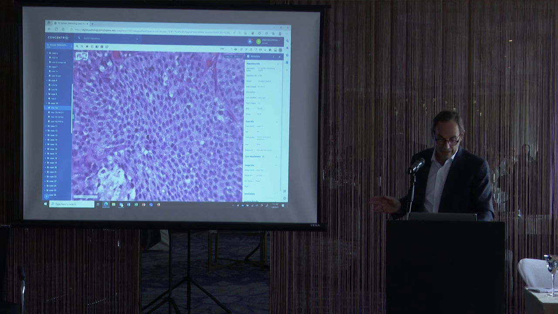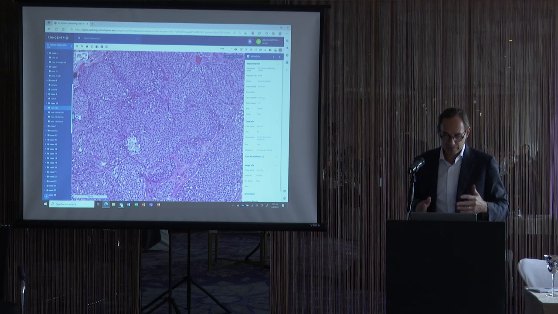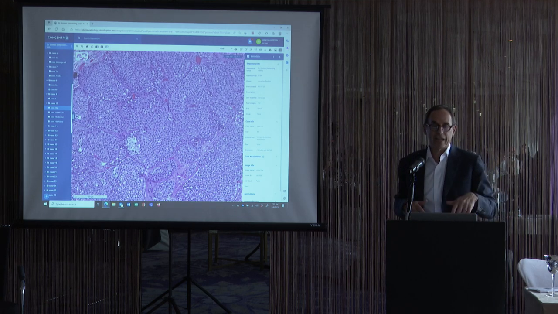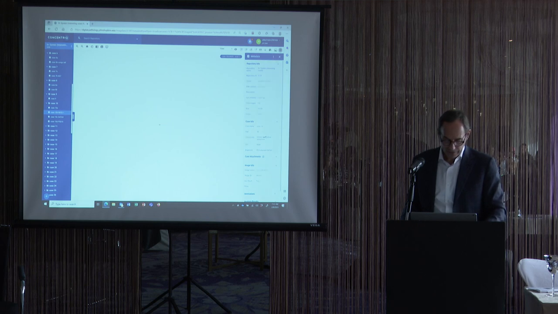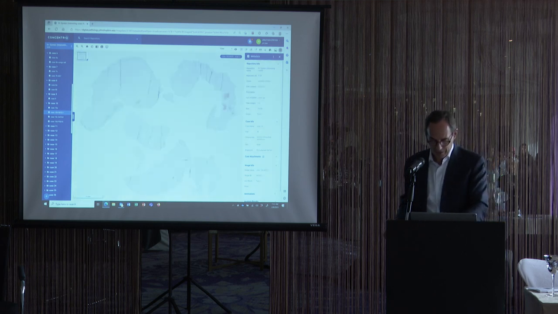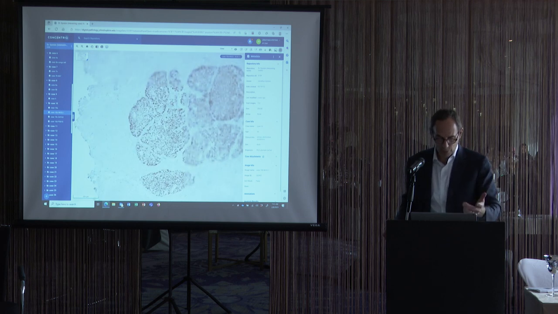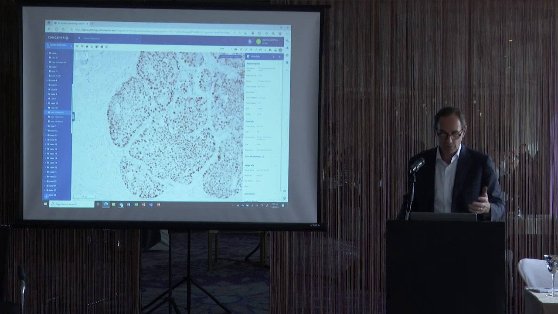If I had this as my own case, I probably wouldn't have done any stains, but this was stained at an outside institution, and they stained it for NKX3.1, or I might have stained it, I can't recall. But here's the NKX3.1. You can see it's beautifully positive, and as I've mentioned, this is a very specific stain, so it goes along with morphology. This is prostate cancer, no question about it.